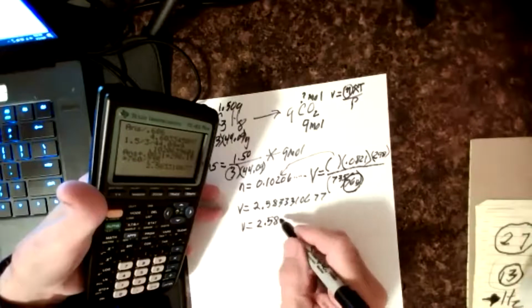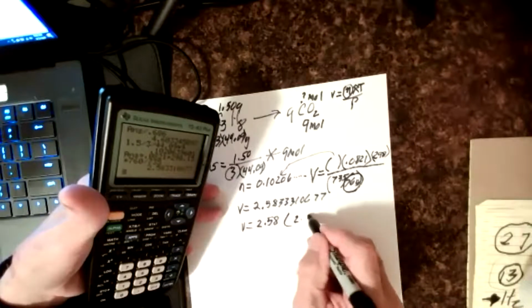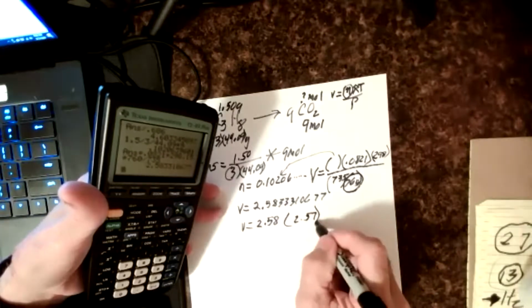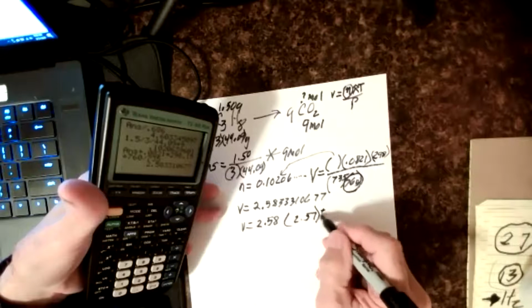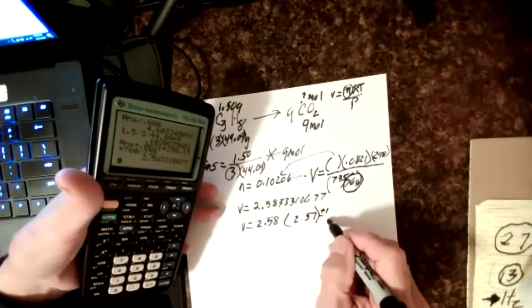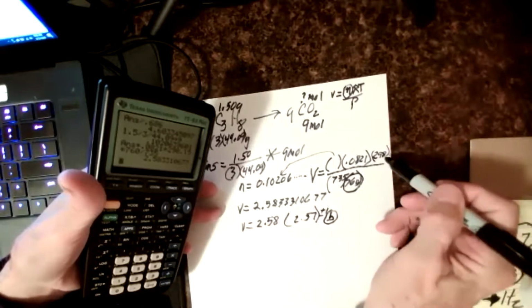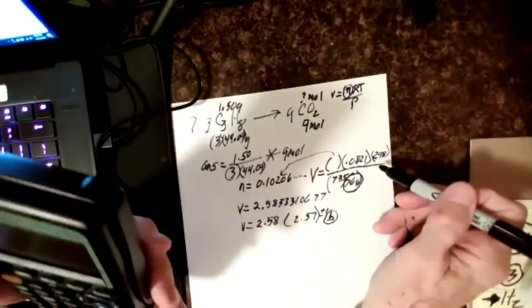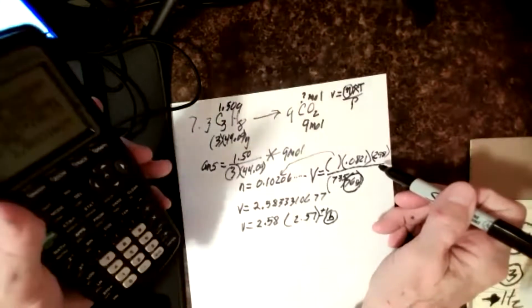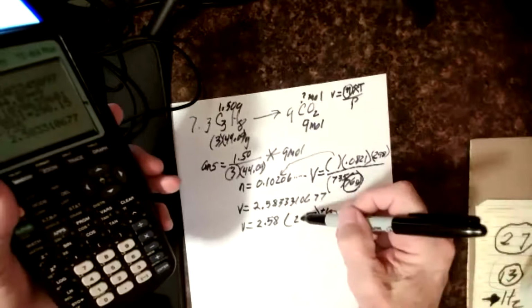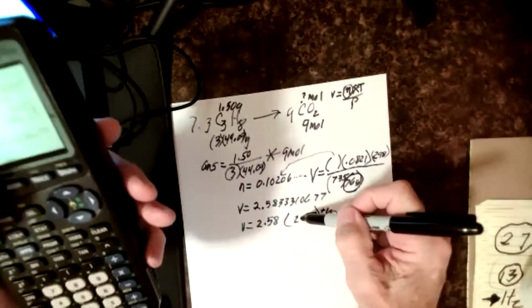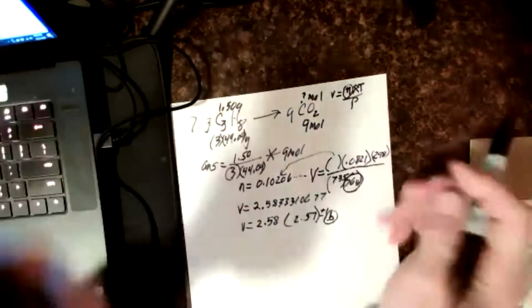The problem answer is 2.57, but that is okay. That's plus or minus 1. And that is response B on the test. Probably I did the 298.15 on my calculator. I'm guessing when I did this for the key, I just did 298, but that's okay.